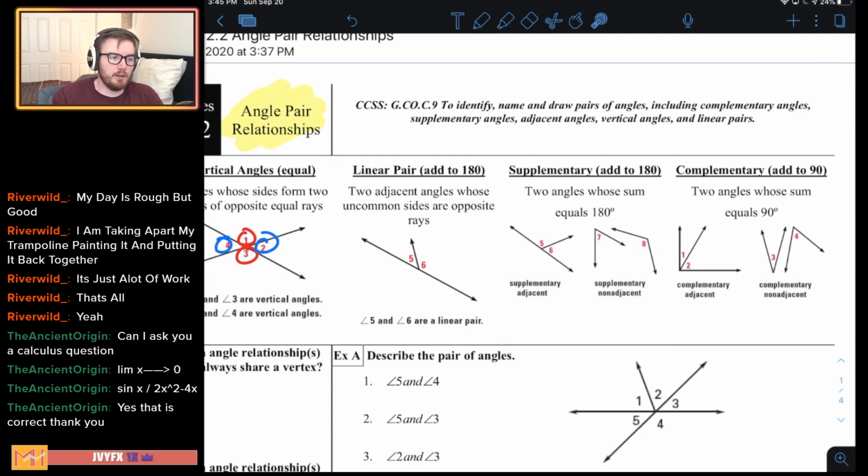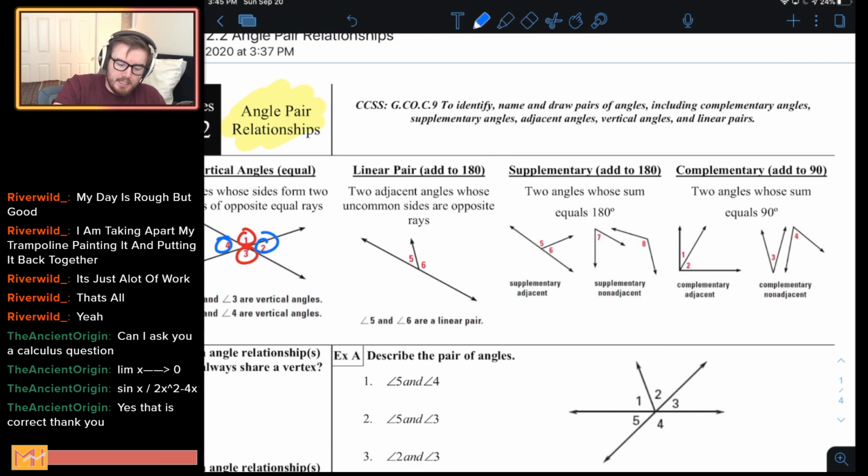Supplementary and complementary are two big buzzwords that we need to learn. A linear pair is specifically two angles that are touching. They are adjacent, literally right next to each other. Supplementary angles don't have to be next to one another, but supplementary and linear pair are essentially saying the same thing: the two angles add to 180 degrees, but they don't have to be side by side, aka adjacent. They can be separate.